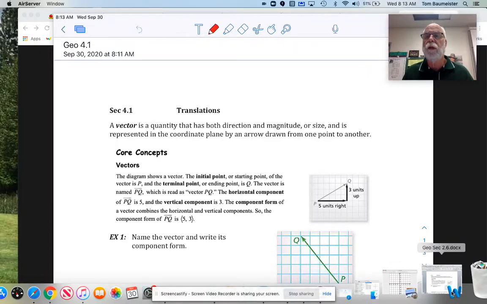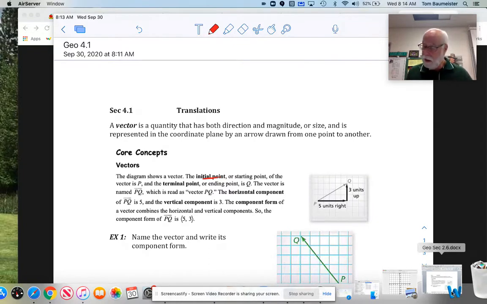All right, so we're doing section 4.1 today, ladies and gentlemen. A vector is a quantity that has both direction and magnitude. Magnitude is just another name for size and is represented in the coordinate plane by an arrow drawn from one point to another. I gave you the diagram that's straight from your textbook. It says the diagram shows a vector. The initial point or starting point of the vector is P, and the terminal point or ending point is Q. The vector is named PQ and is read as vector PQ.